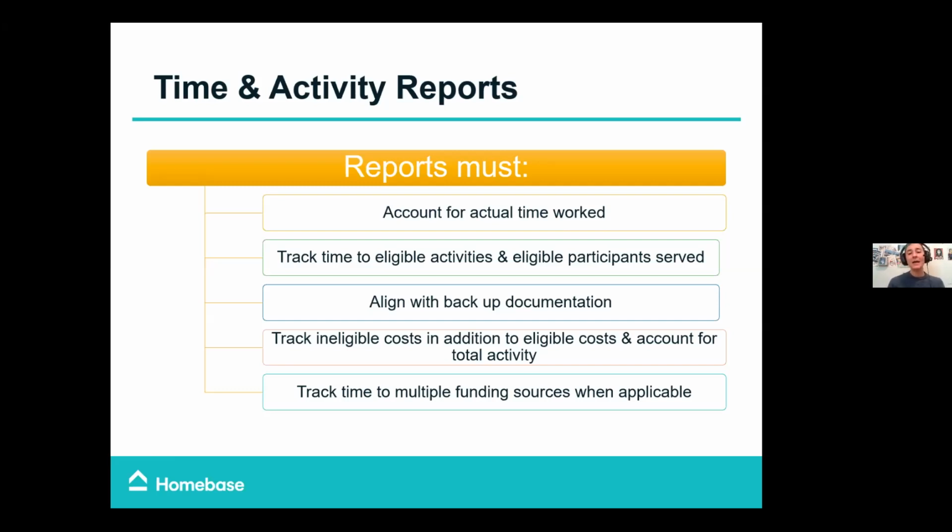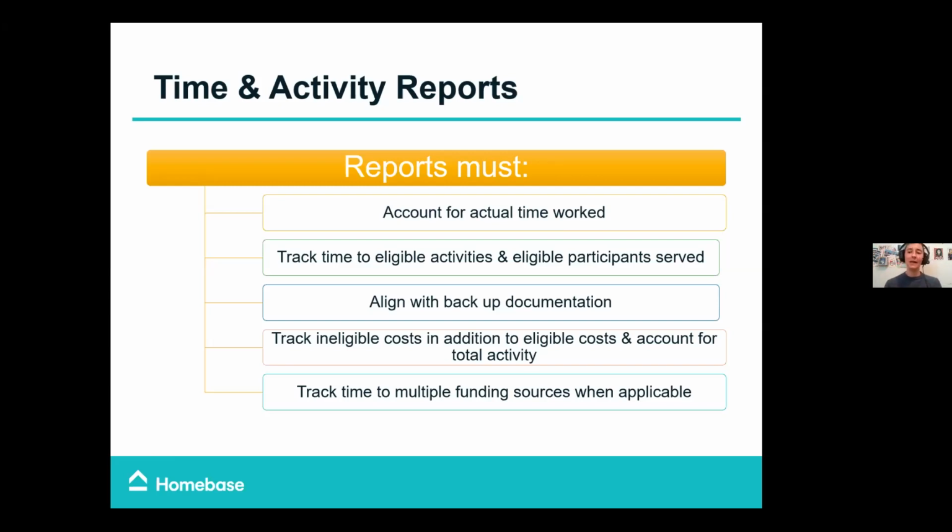You have to track time specifically to eligible activities and eligible participants served. So not just, I was doing a supportive services thing for this CoC grant. Just having that in your record is not going to be enough. Your record has to reflect which client was being served so that HUD can verify that that client is actually a CoC supported client. And it has to reflect what you were doing with that client. I was doing a monthly case management meeting, or I was doing an annual reassessment of income. What is the thing that you were doing so that HUD can confirm that it was eligible?